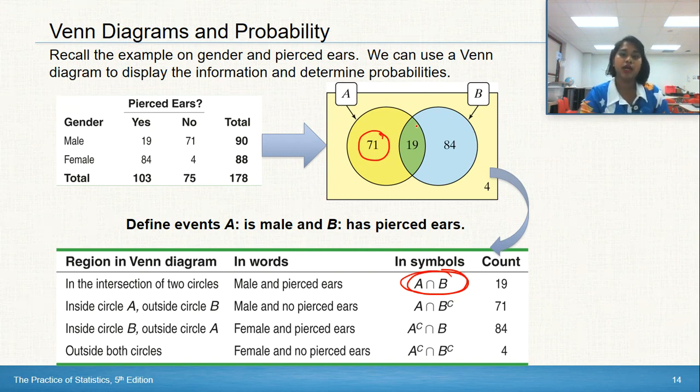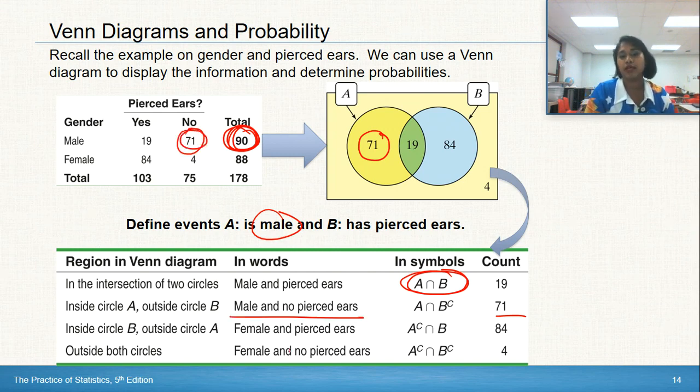Because A wouldn't just be 71, because A was males and A is actually 90. So to get this number 71, you have to do 90 minus your pierced ear number. So what are we doing? Male and no pierced ears. So you would do 90 minus your value to get this number 71. So that would be A intersection B complement.